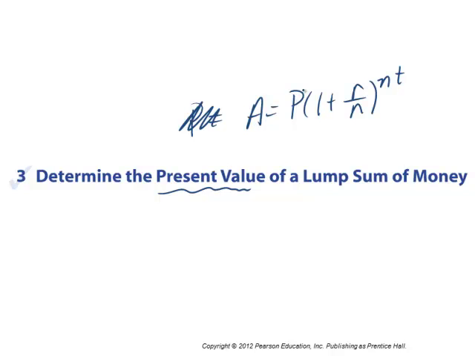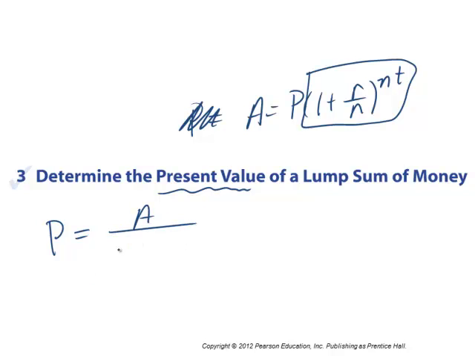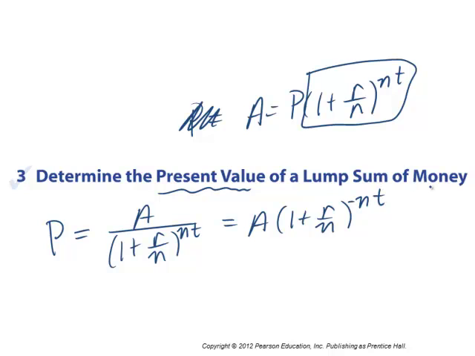You're going to know what A is, but you don't know what P is, so you can divide both sides by this stuff right here, so you can solve for P. So you're going to have P is equal to A divided by the quantity 1 plus R over N raised to the NT power. But that's a little bit clumsy, isn't it? But we could use negative exponents by saying that this is A times 1 plus R over N raised to the negative NT power.